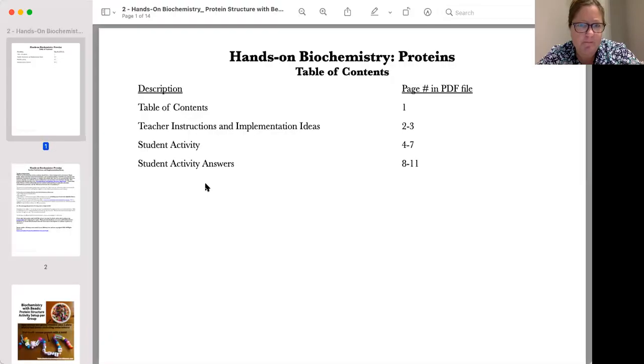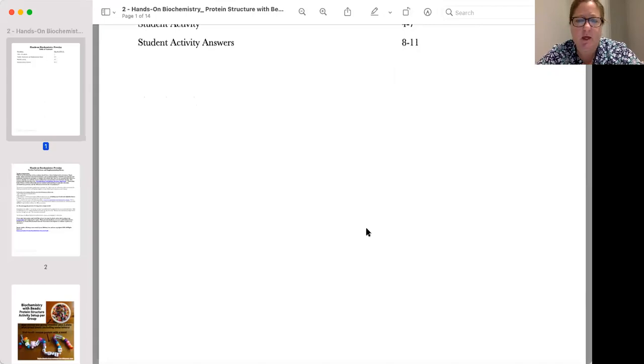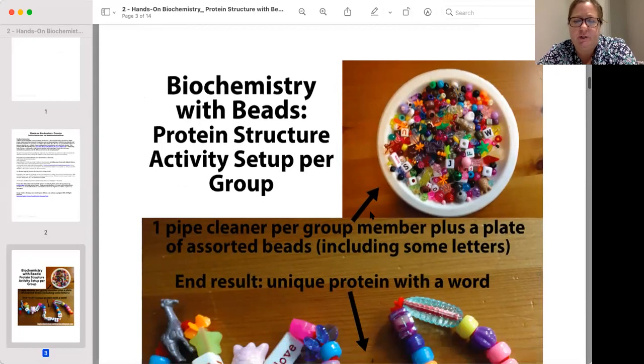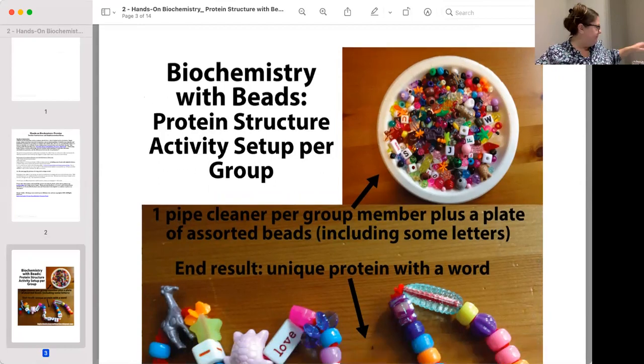Okay? Okay, the next one I would like to show you. Let's go to the proteins. Proteins, here we go. So in this one, you also have this one on your materials. So these are the proteins. So we had a bunch of different beads in our class. One group had a bunch of different beads, and they were building proteins.